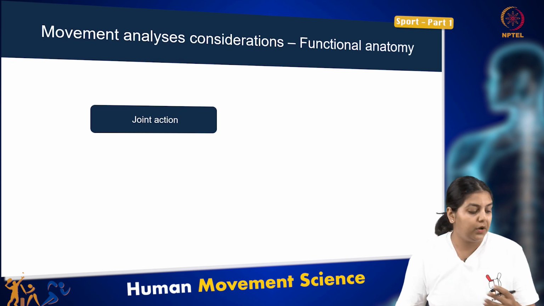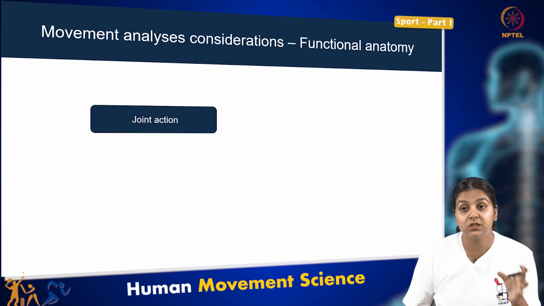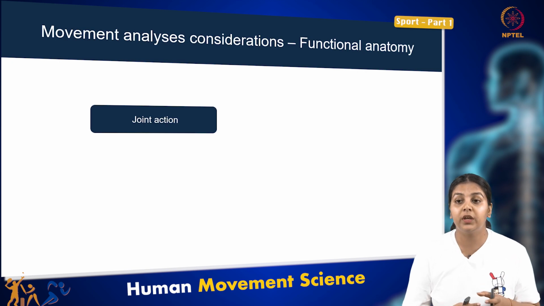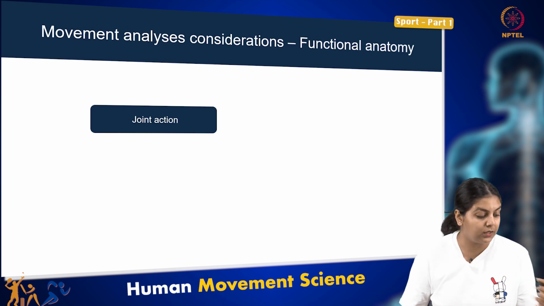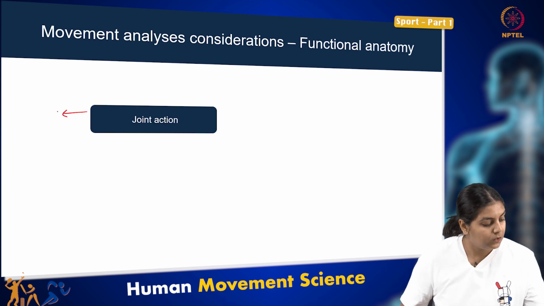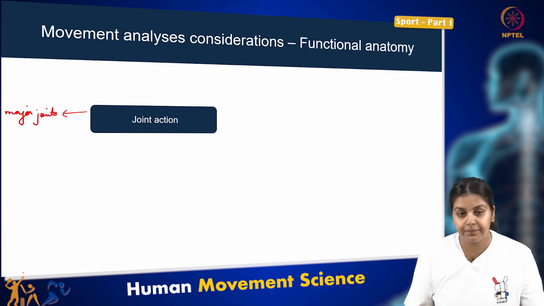So what would be important in that scenario is to understand what's the joint action. So if you're looking at any kind of a sport, say for example, you're looking at throwing, right? So it could be baseball pitching. So what's the joint action? What are the major joints? So you would look at the major joints, right, that are in action. So you would label them.